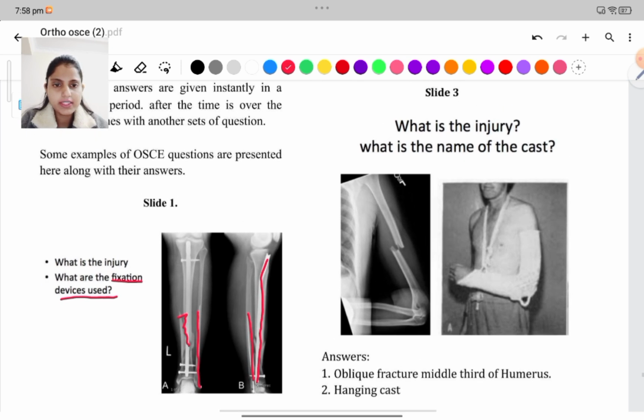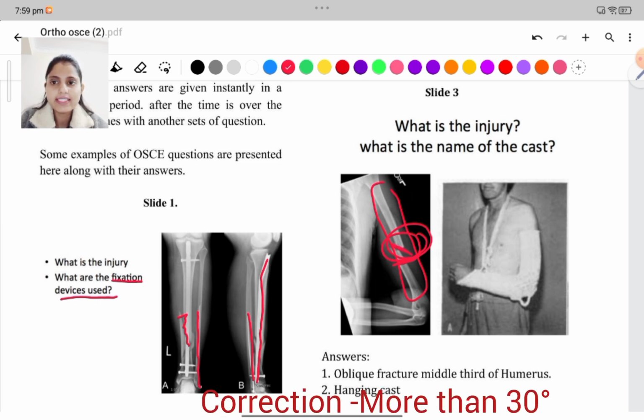So question number 3. What is the injury and what is the name of the cast? This is the humerus. We can see that the middle third of the humerus is fractured, and this is an oblique fracture, and it is making an angle of more than 90 degrees.